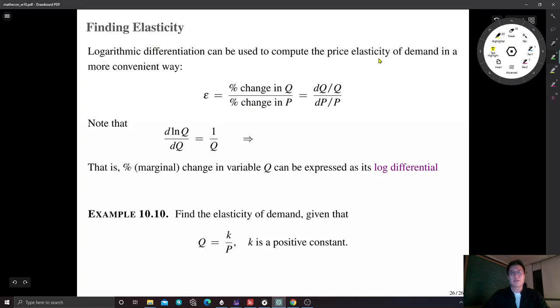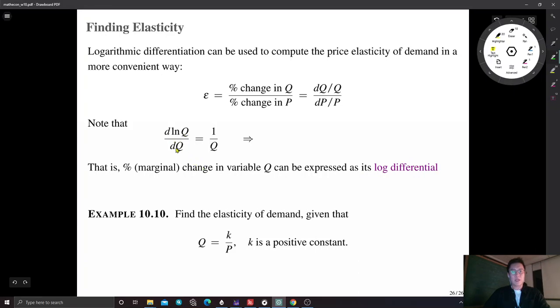if we revisit price elasticity of demand, that was defined as percentage change in quantity demanded divided by percentage change in price. So it can be thought of as the growth rate of quantity demanded divided by growth rate of price. In other words, dq over q divided by dp over p. And remember, percentage change in some variable, so growth rate, can be expressed as its log differential.